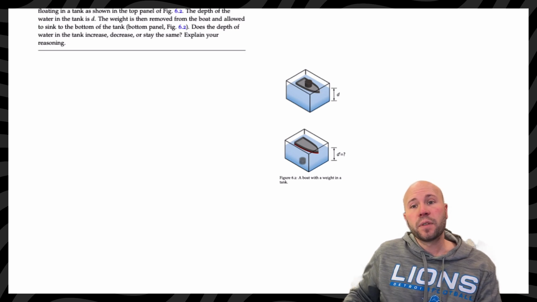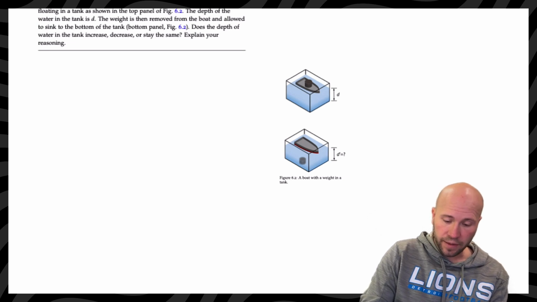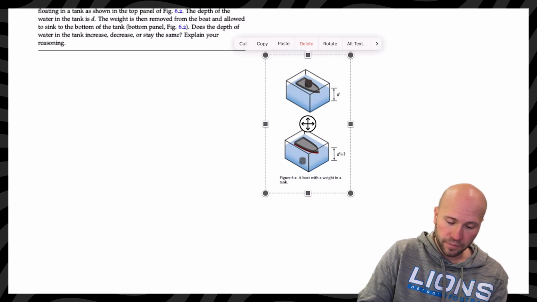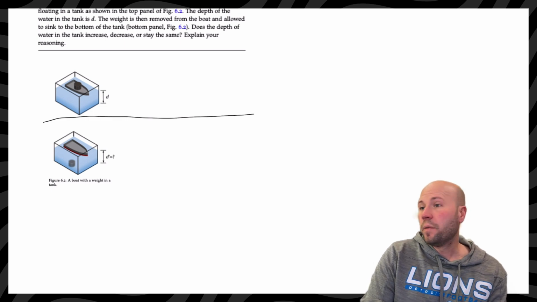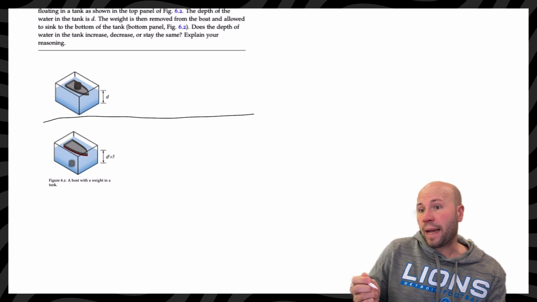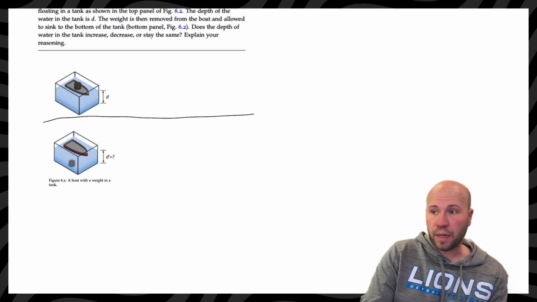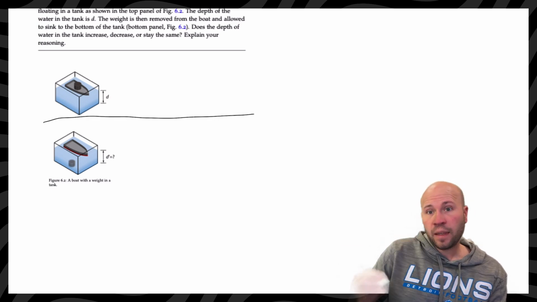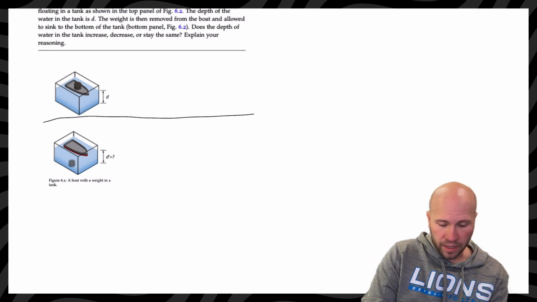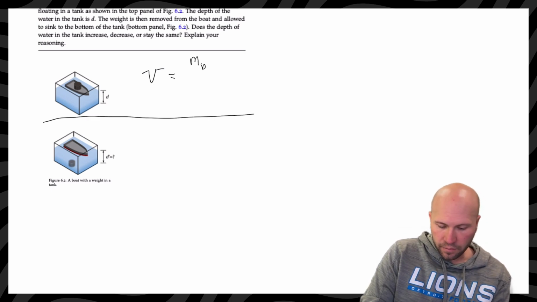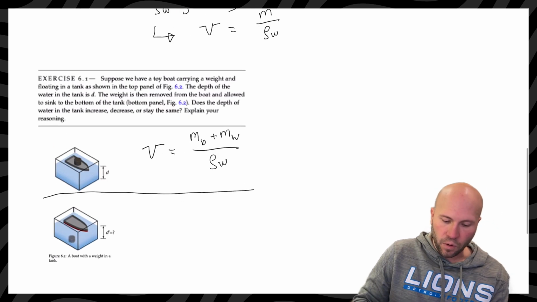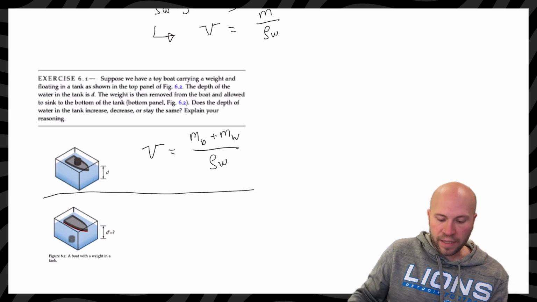All right. So we know that initially, in this case here, if the boat has some mass in it, we know from the equation that we've got above that the volume displaced by the boat will be equal to the mass of the boat plus the mass of the weight, all divided by the density of water. All right? That's what we know.